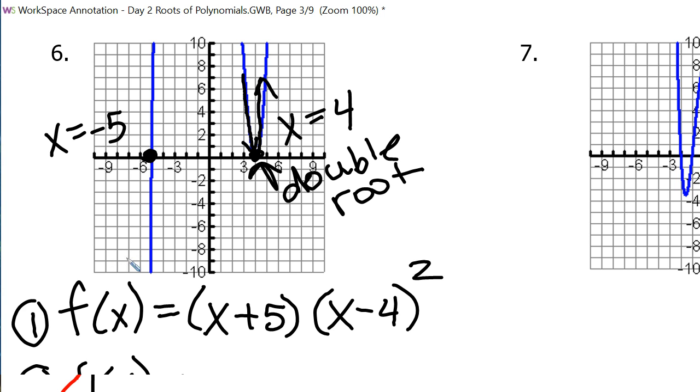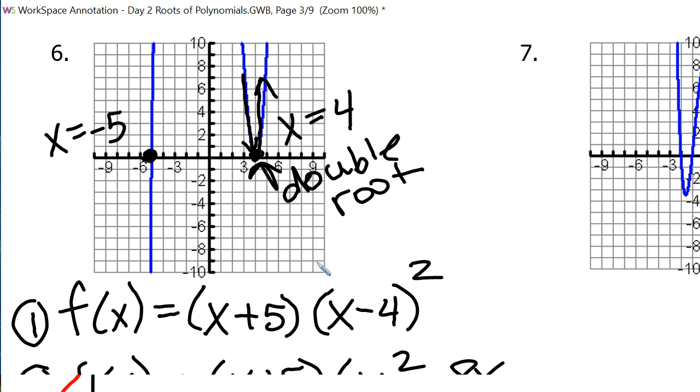Now with multiplication, it's commutative. Commutative means it doesn't matter if you go left to right, right to left, you'll get the same answer, right? I'm going to go ahead and square the binomial. That's what I'm going to do first. So if I square this binomial, I would get x squared. And what would I get for the middle term?